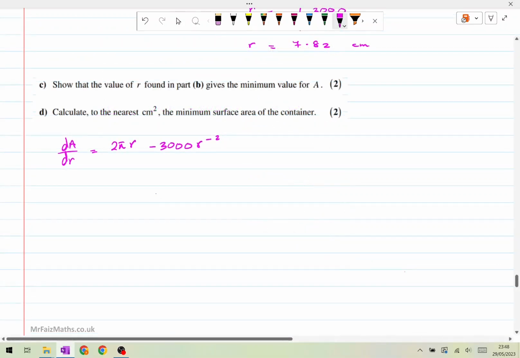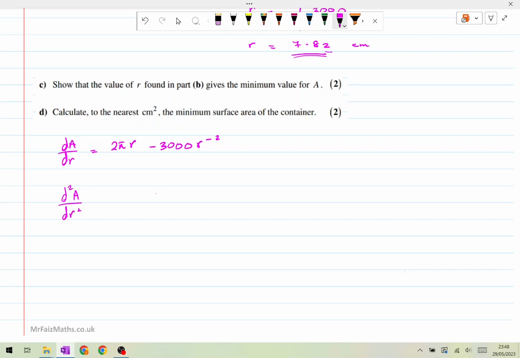Then on part C of this question, we are asked to show that the value of R that we found, the 7.82, does indeed give us a minimum value for A. So in part B, we found a stationary point. We showed that when R equals 7.82, we get a stationary point. So now we need to verify that that point does indeed give us a minimum. And the way we do that is by finding the second derivative and then checking the sign of the second derivative at that stationary point.